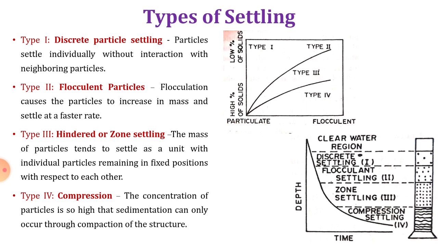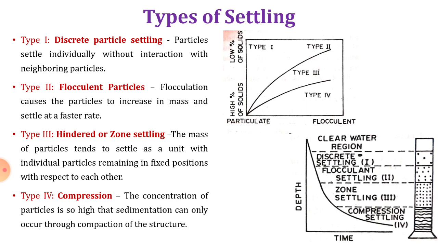Immediately below the discrete settling, the flocculant settling can be observed, where we can notice that the particles are very close to each other, and if some chemicals are added, flock formation will take place and the particles will start settling. Immediately below the flocculant settling, you can observe the zone settling. Here the particles are very close to each other. We can say that they are attached to each other, and because of their attachment and adherence to each other, the particles will start settling.